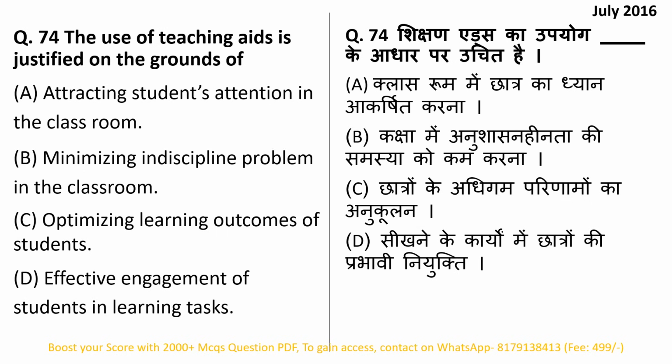The use of teaching aid is justified on the grounds of attracting students' attention, minimizing indiscipline problems, optimizing learning outcomes of students, or effective engagement of students in learning tasks. So, the right answer here is option C. Optimizing means to increase the learning outcomes of students.